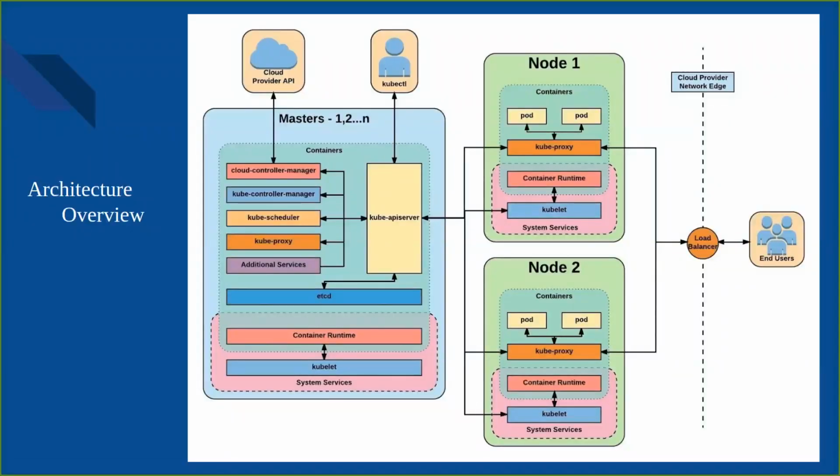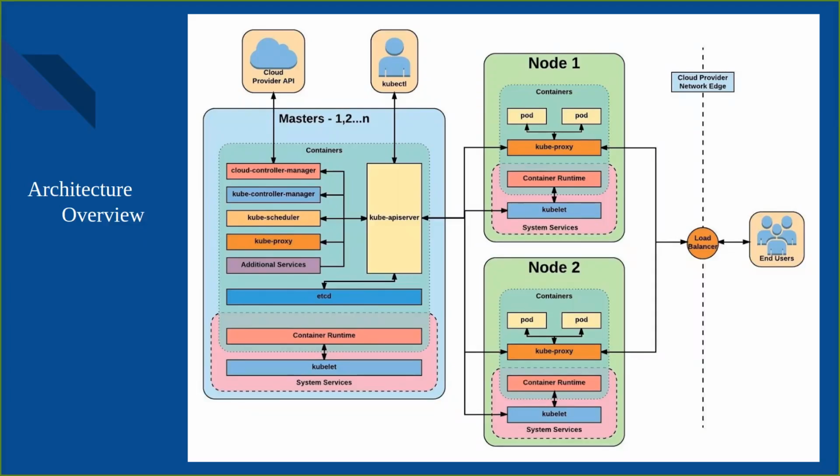So this is the high level architecture of Kubernetes, where we have a master node and two worker nodes, the same diagram which we saw. Here in the master node we have several components, and in the worker nodes we have some components. We have load balancers, we have cloud providers, and we have end users who are accessing our application.